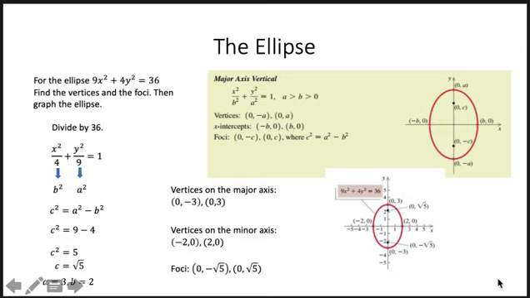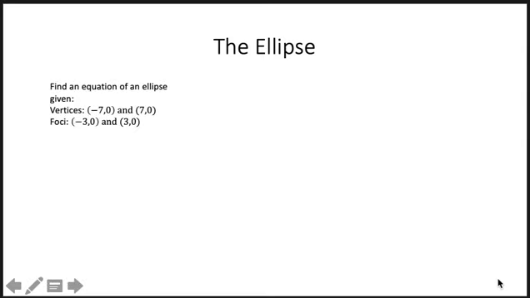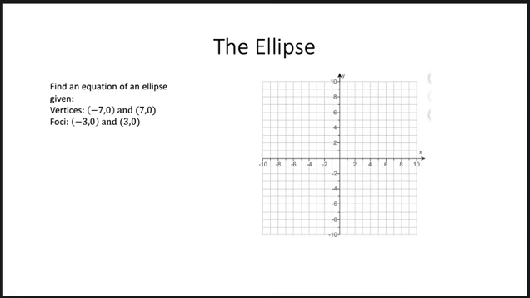Okay, let's look at a different type of problem. Find an equation of an ellipse given that the vertices are negative 7, 0, and 7, 0, and the foci are at negative 3, 0, and 3, 0. Even though it's not required here, I'm going to start with a graph. And I want to graph the information that I was told. So I'm going to start with the vertices. So here are my vertices. And now I'm going to graph the foci.